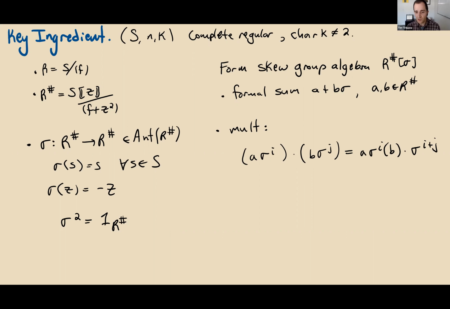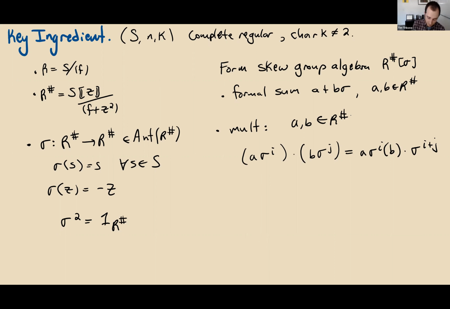And I've written it with I's and J's. There's only two, there's sigma and the identity here, but I'm going to use this again later, so we'll just keep it like this for now. And that's for A and B in R sharp. So that's just the formation of this non-commutative ring.